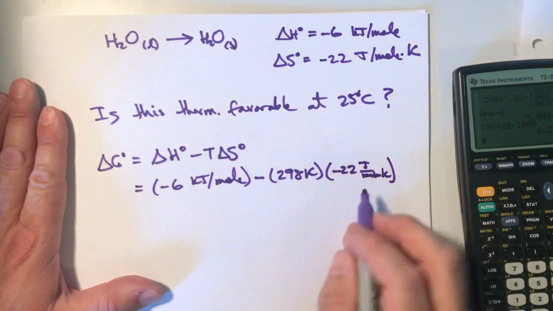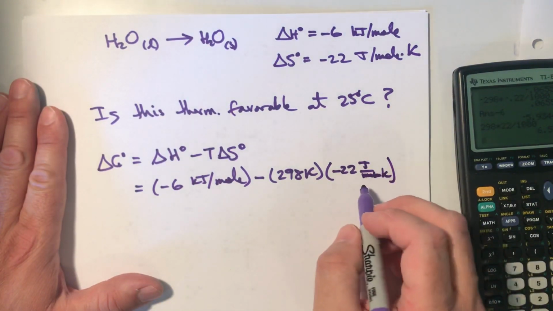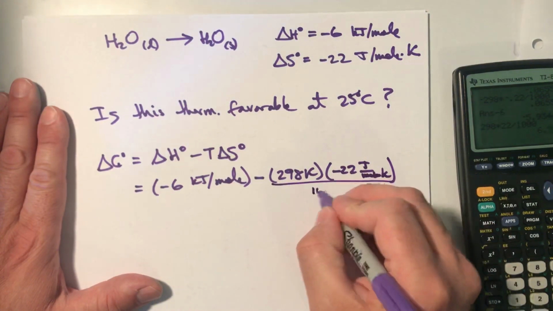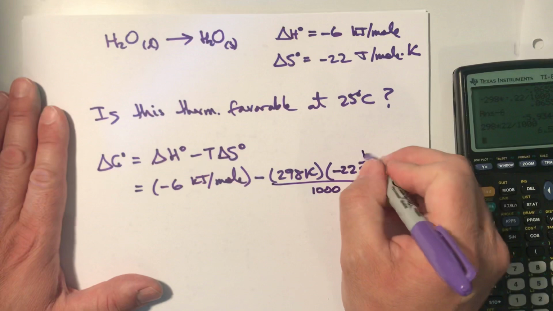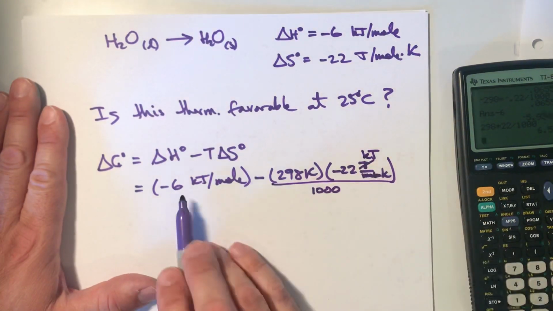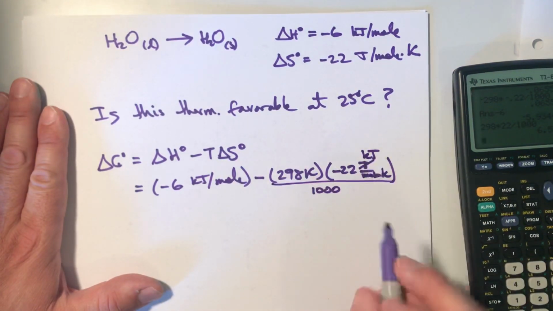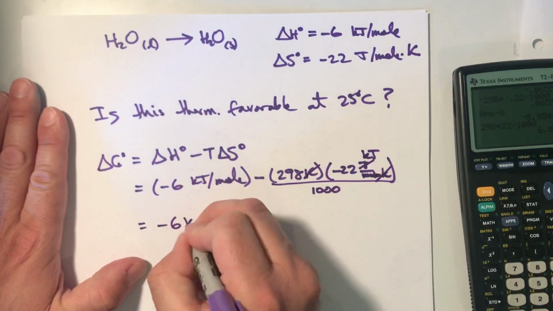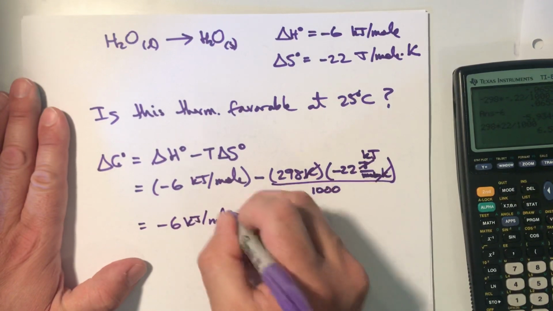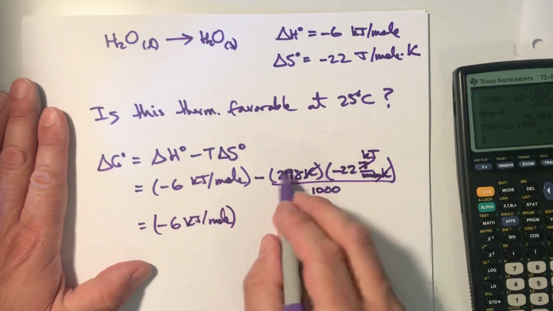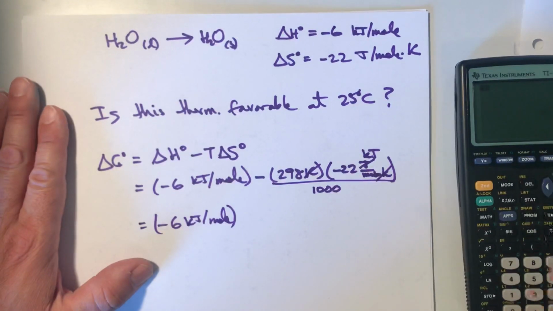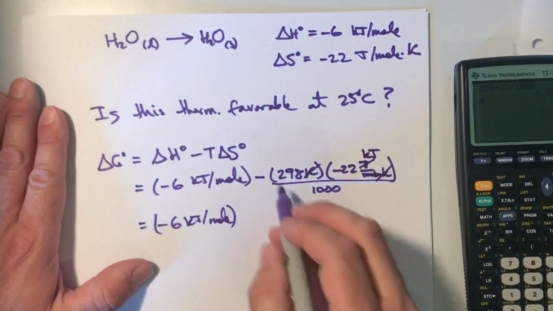All right. And we're going to skip a little step here, and we're going to divide this by 1,000 to change our joules into kilojoules. That way our kilojoules are going to add to our kilojoules here. Okay, the Kelvin are going to cancel out. So simplifying, we get negative 6 kilojoules per mole, and then we're going to have 298 times 22 divided by 1,000.